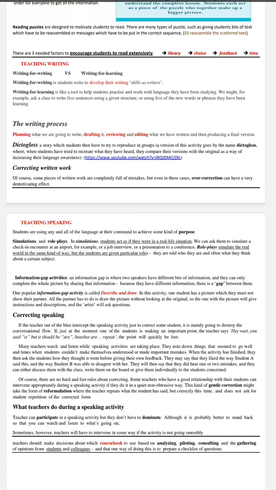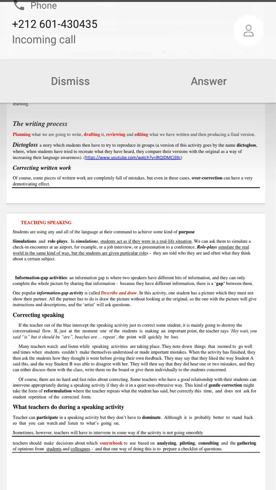Dictations are stories which students will have to try to reproduce in groups. A variety of activities are useful in increasing their language awareness.